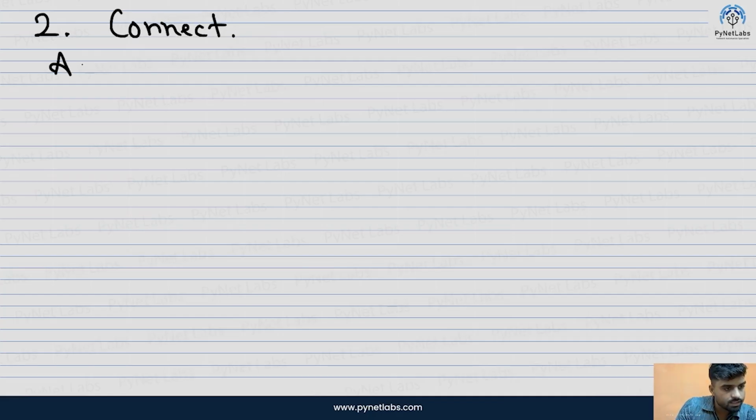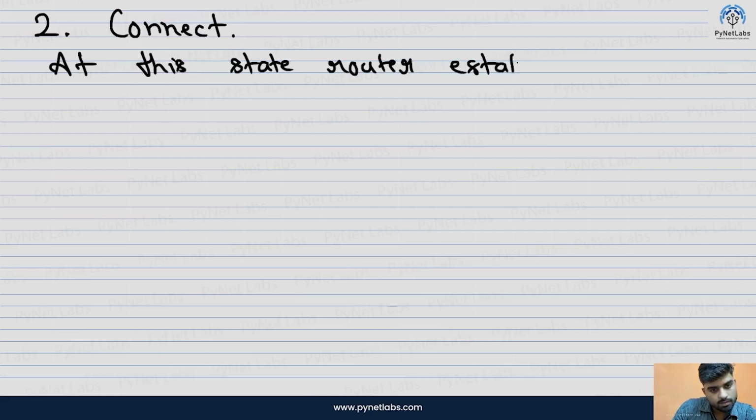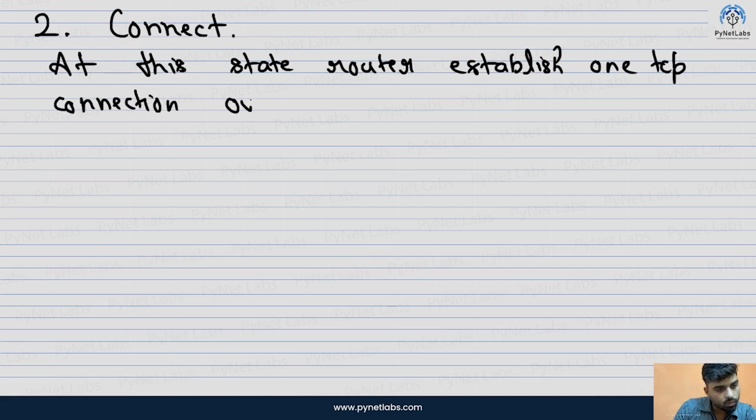At this stage, routers establish one TCP connection over port number 179. As all of you know, BGP uses port number 179 to establish a TCP connection. So at this state, that TCP connection gets established.